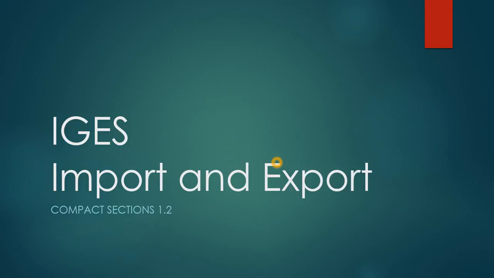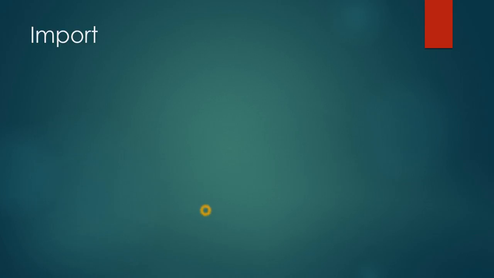Hello. In Compact Sections 1.2, the IGES import and export features were added. So for import of IGES, the steps are first to create a new document, so you have something clean to read into, and then you select the IGES file that you want to read.